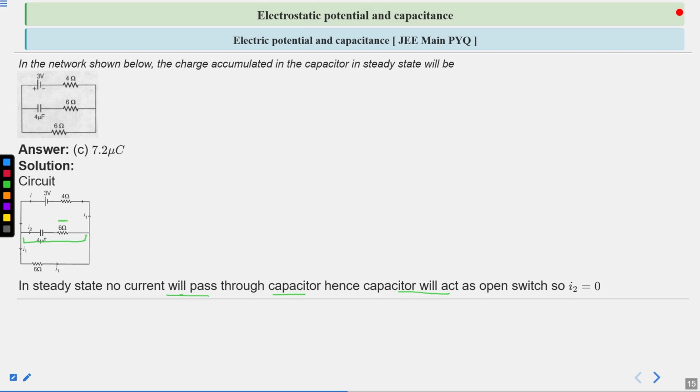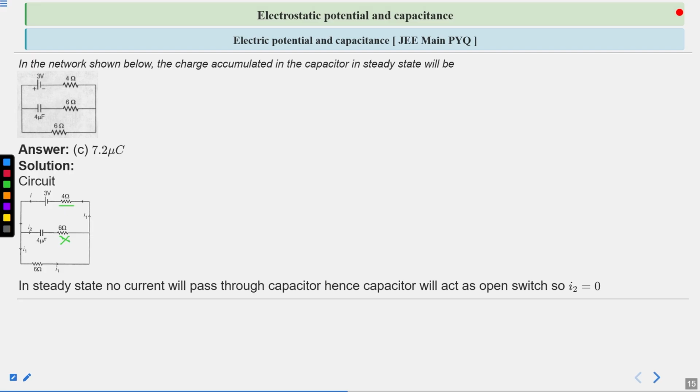So this resistor will not be considered in the circuit, because there is no current flowing through it. There is no potential difference across this resistor, so it will not be considered. It will be cancelled from the circuit. It has no contribution in the circuit.